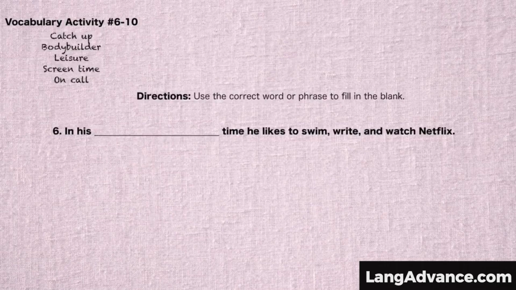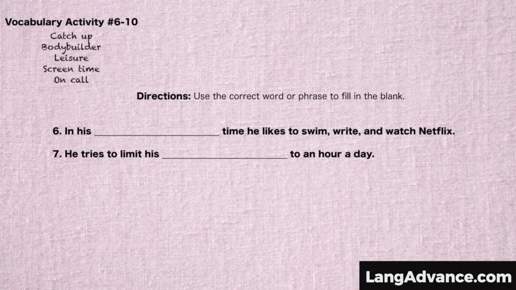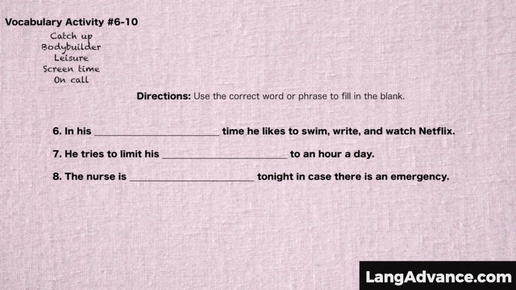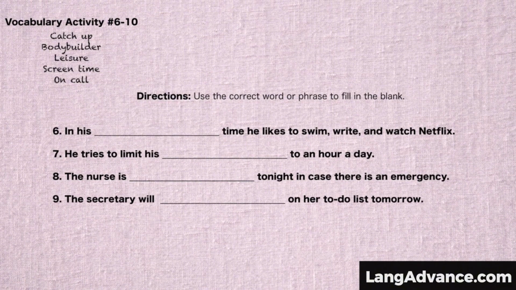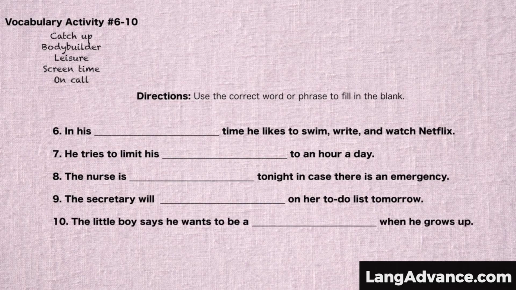Number 6. In his time, he likes to swim, write, and watch Netflix. Number 7. He tries to limit his to an hour a day. Number 8. The nurse is tonight in case there is an emergency. Number 9. The secretary will on her to-do list tomorrow. Number 10. The little boy says he wants to be a when he grows up.